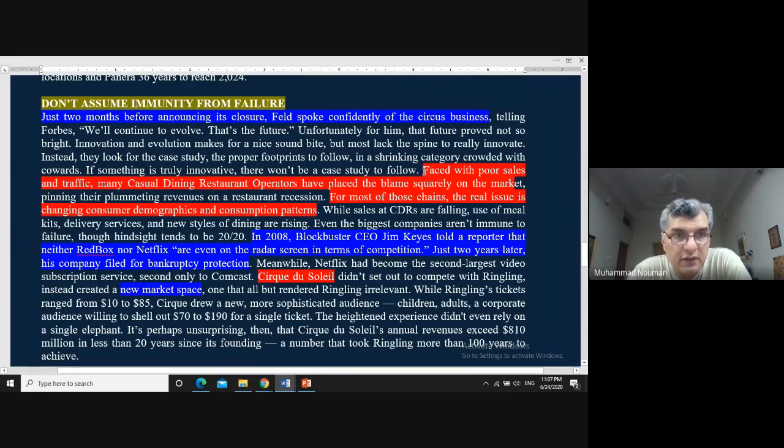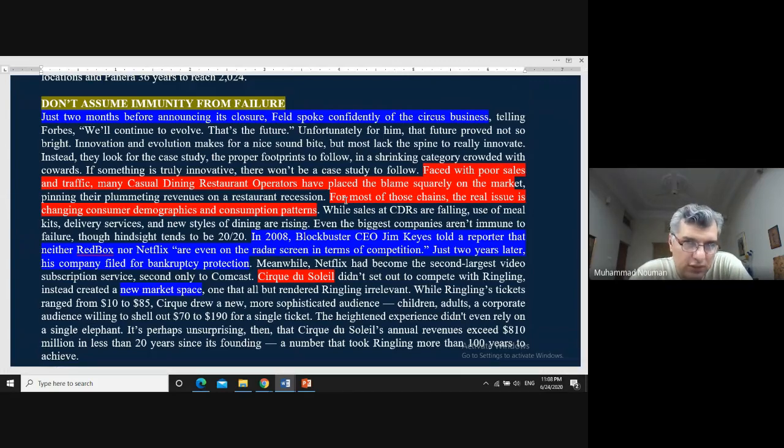Faced with poor sales and traffic, many casual dining restaurant operators or other businesses have this tendency to put the blame on the market or outside factors. They never look inwardly in terms of their internal weaknesses and failures and flaws, which might be responsible for their struggles or their failure. And they believe that what they are doing is absolutely right, nothing is wrong with them. So one of the very important points which is highlighted is that for most of these chains, the real issue is changing consumer demographics and consumption patterns.